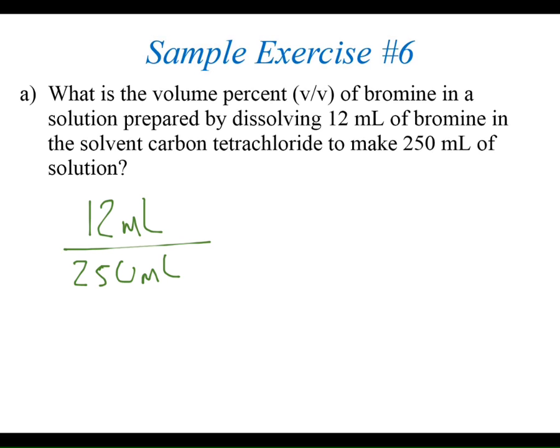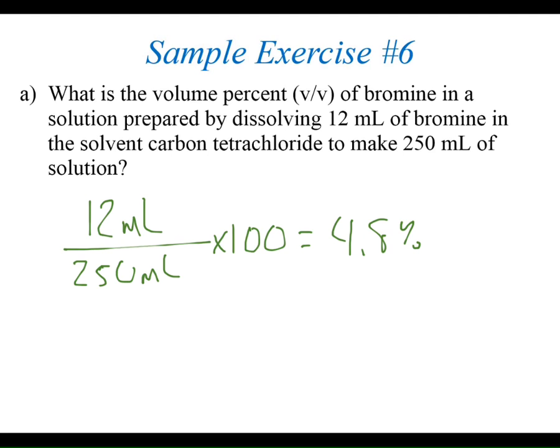Now, if it said 12 bromine and 250 carbon tetrachloride, then you would add them together. But it says it's dissolved in it, and the solution is 250. So 12 over 250 times 100. What's the percentage? 4.8. Okay, so the solute over the whole solution times 100.